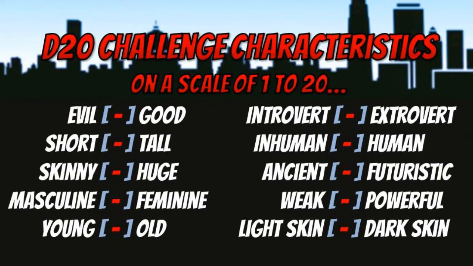We have over here on my computer screen, that you can't see, a list of characteristics. They are evil to good, short to tall, skinny to huge, masculine to feminine, young to old, introverted to extroverted, inhuman to human, ancient to futuristic, and skin color light to dark. I stole most of these characteristics off of Jazza's video, although I did change a few, mostly to keep things nice and simple and neat into the superhero genre rather than fantasy.